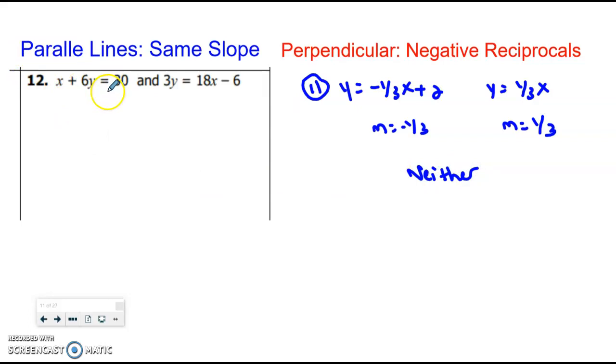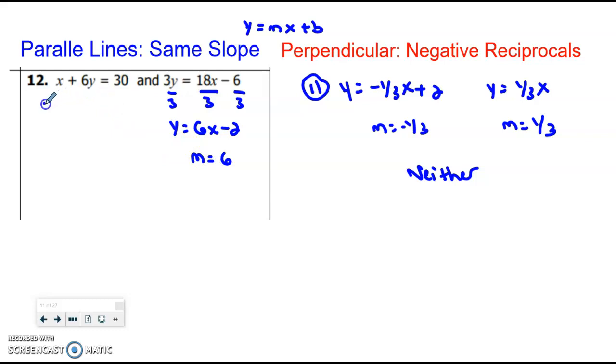Now, if I look at number 12, this is a little bit different than number 11, because in number 11 I have y by itself. In order for me to do this, both equations have to be in slope-intercept form. So they both have to be in y equals mx plus b. So in order to get y by itself for the second equation, I'm going to divide everything by 3. So when I do that, I got 6x minus 2. So the slope of this line is 6.